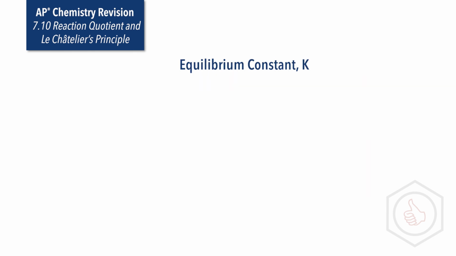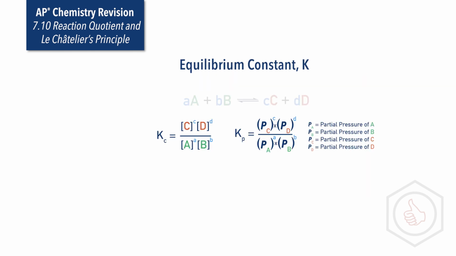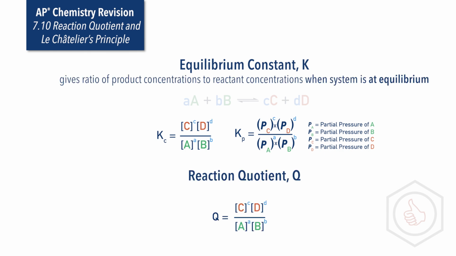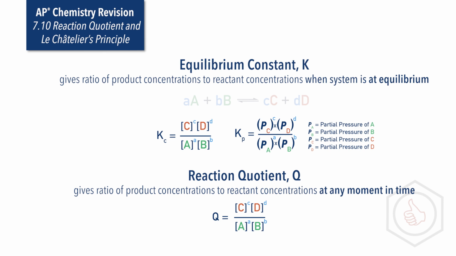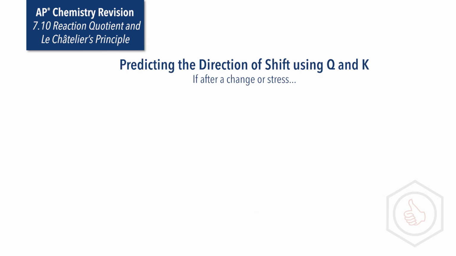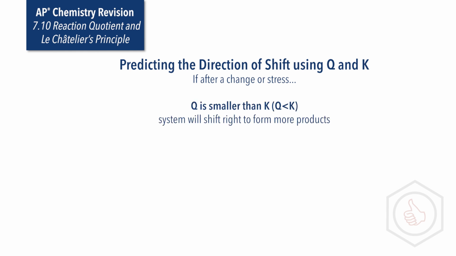Remember, K, the equilibrium constant, Kc or Kp, is the ratio of product to reactant concentrations at equilibrium, whereas Q, the reaction quotient, is the ratio of product to reactant concentrations at any moment in time, even if the system isn't at equilibrium. When a system is disturbed or stressed, if the reaction quotient Q is smaller than K, the system will shift right to form more products, and Q will slowly get bigger again until it equals K and the system is at equilibrium again.